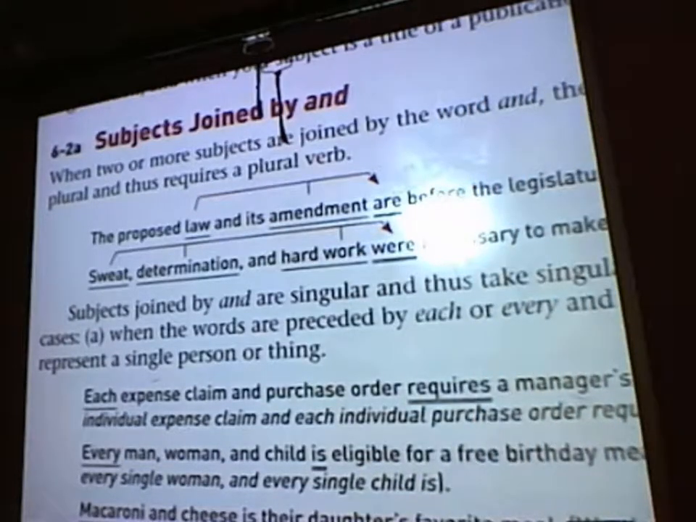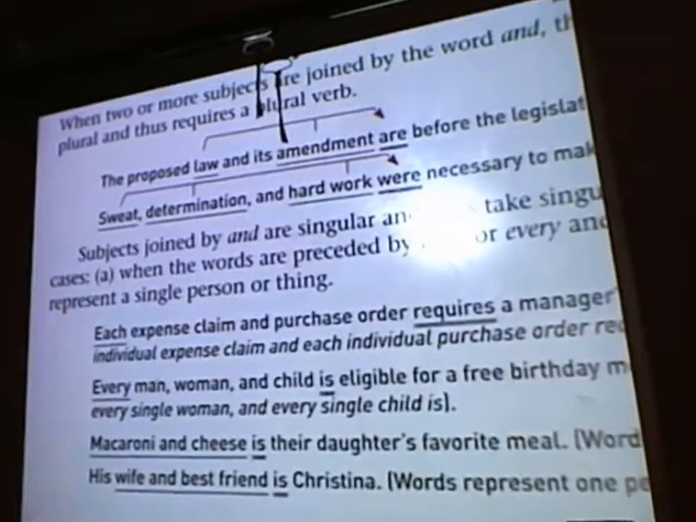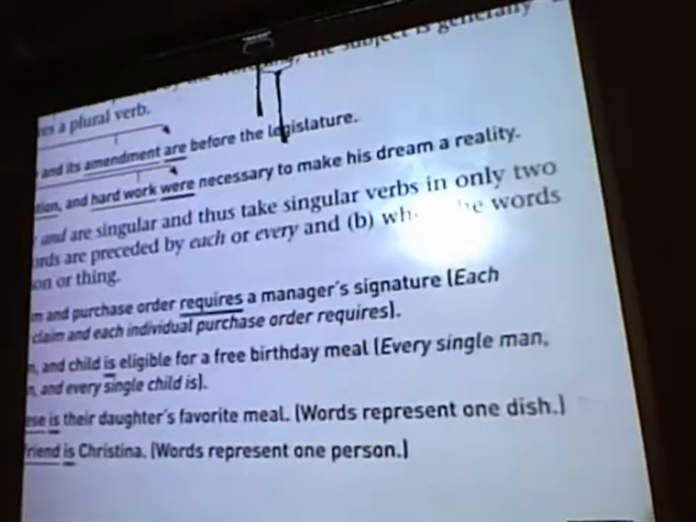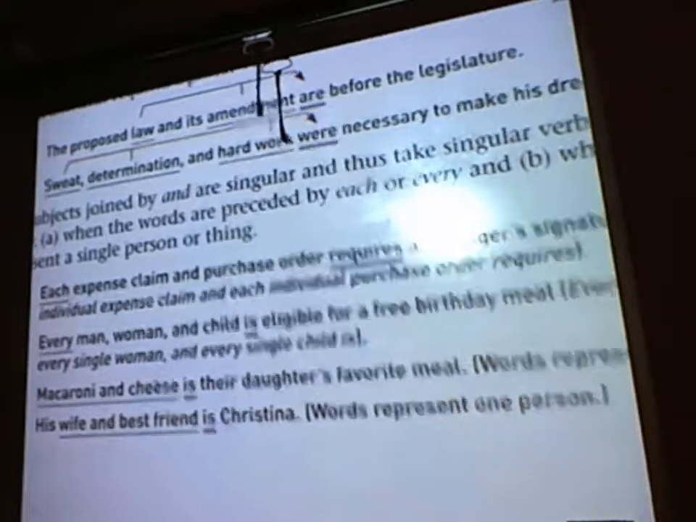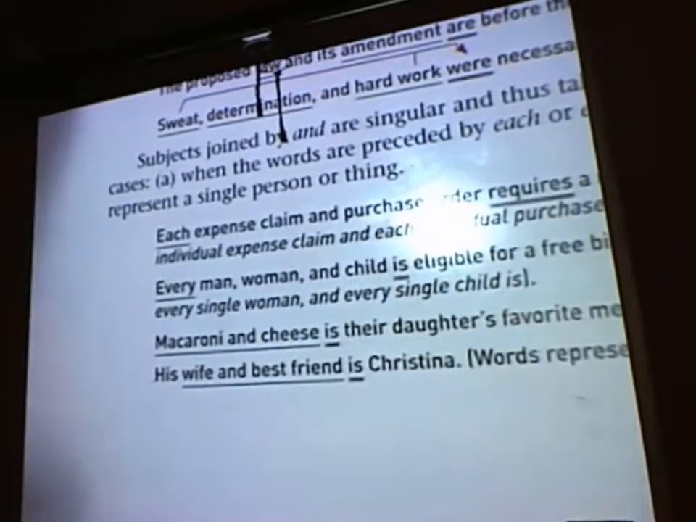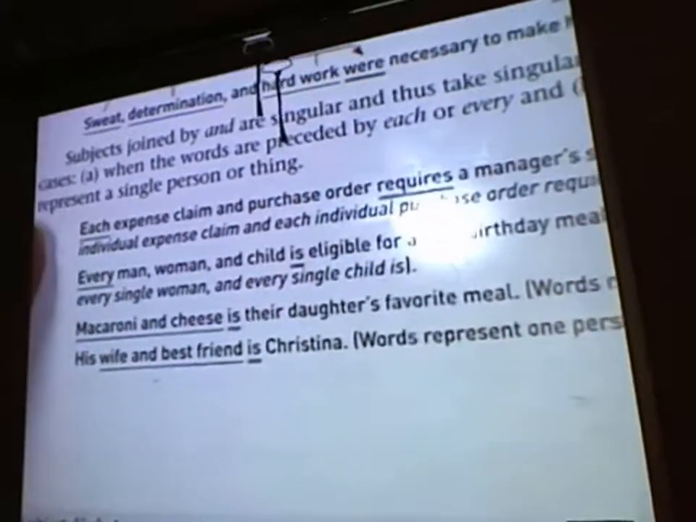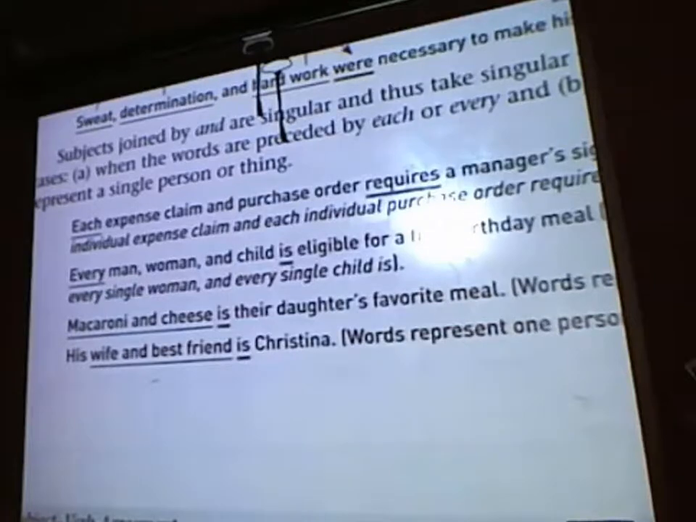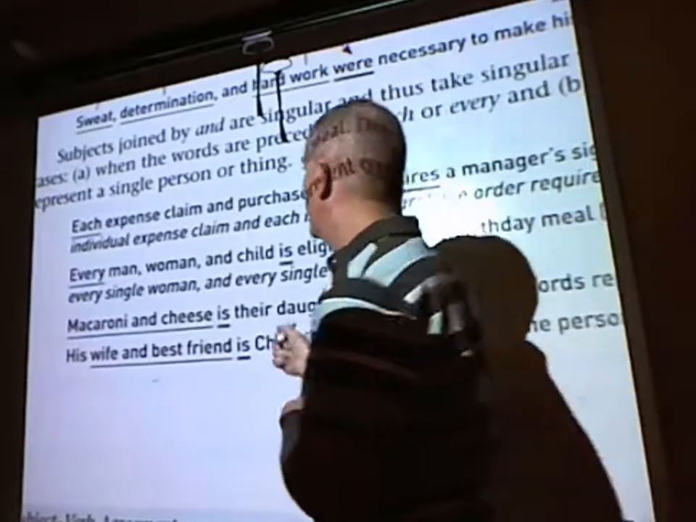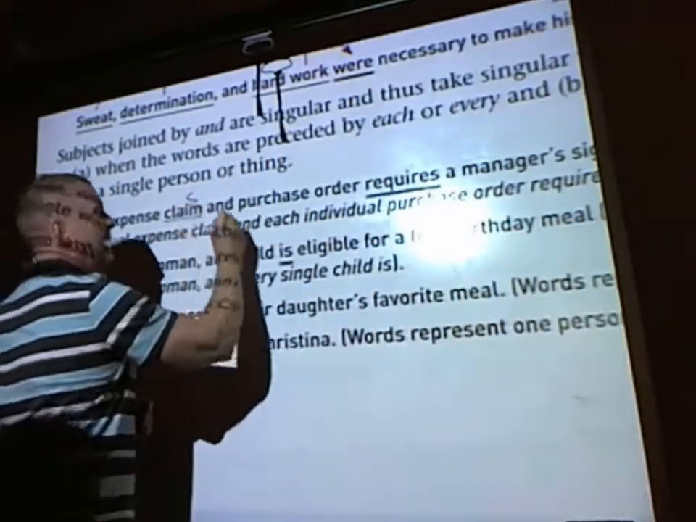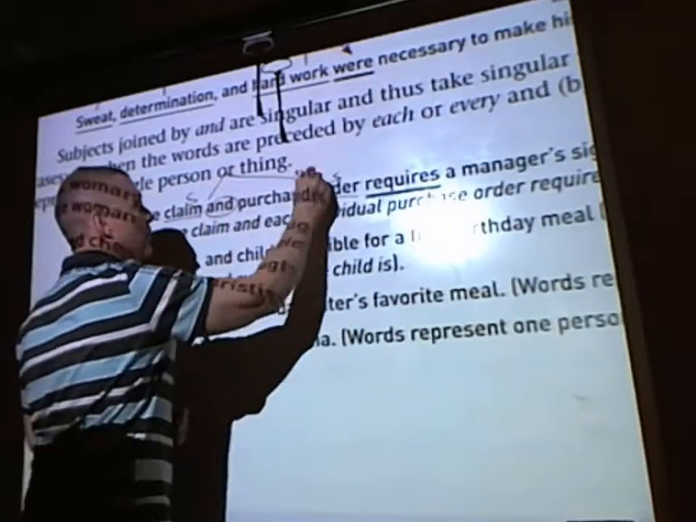Subjects joined by and are singular and thus take a singular verb in only two cases: when the words are preceded by each or every, and when the words represent a single person or thing. So here are some each and every beginnings. Each expense claim and purchase order. Look at what we talked about earlier. We have a claim for the subject and a purchase order for the subject. Both of those are singular. It's joined by and, which shows plurality. So we would probably need a plural verb, which would not be requires, but require.